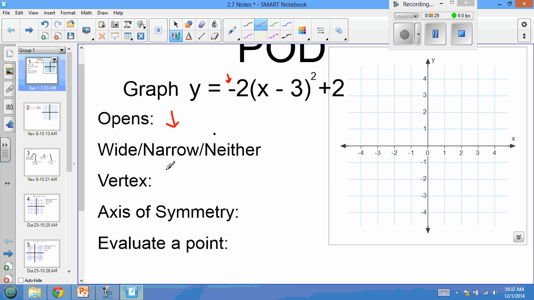My vertex, remember you look at the inside. We don't want to use the same as the inside, but we want to use the opposite. So the opposite of negative 3 is a positive 3, and the outside stays the same. So we have a positive 2. So I know my vertex is (3, 2). If I know my vertex, I automatically know my line of symmetry, which is going through x equals 3.